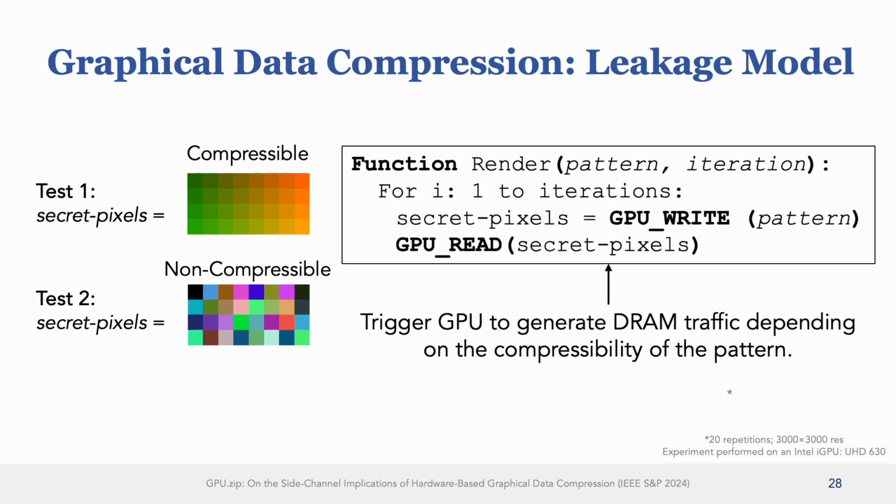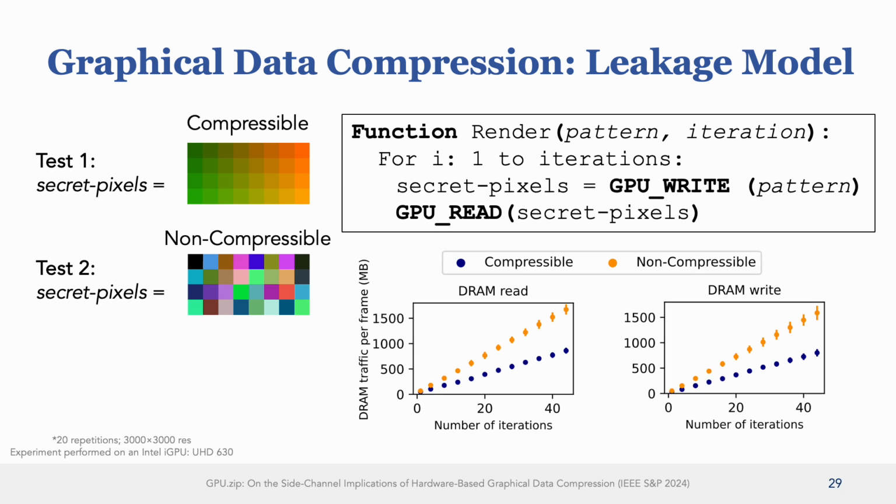We set up a rendering experiment. Inside our experiment, we take a pattern and an integer iteration counter as input, and we ask the GPU to write to a big surface with this pattern and read that surface out, and keep doing this inside the loop. The goal of this experiment is to trigger the GPU to create memory traffic that heavily depends on the compressibility of the pattern being rendered.